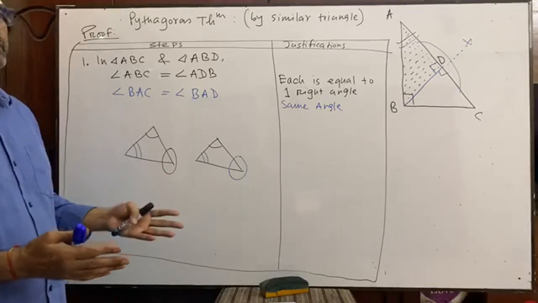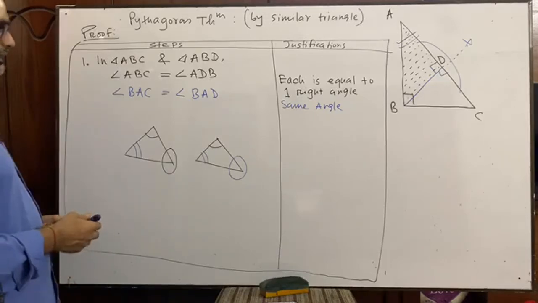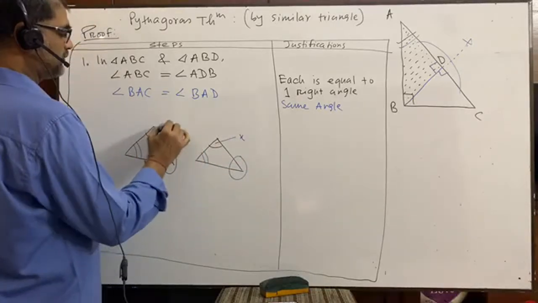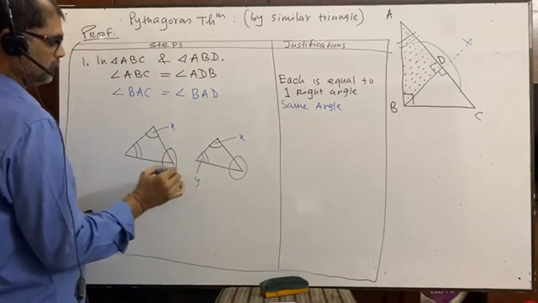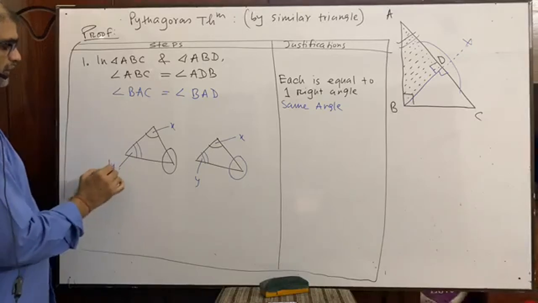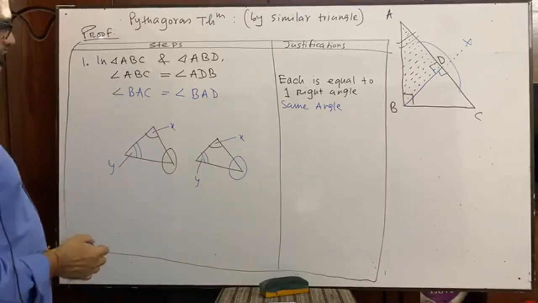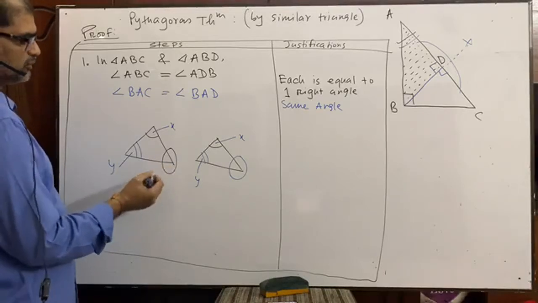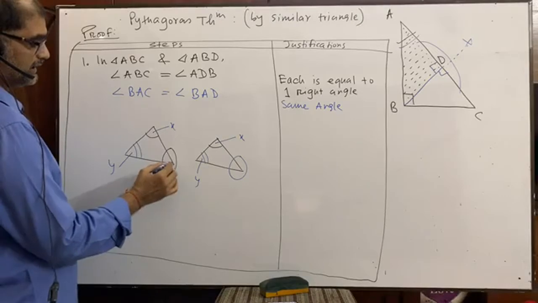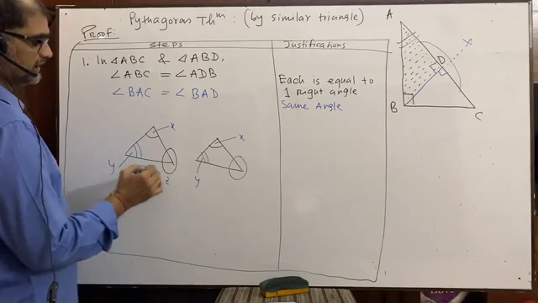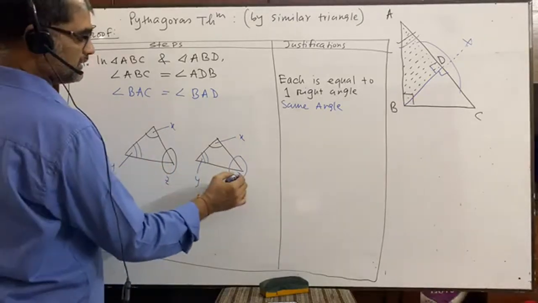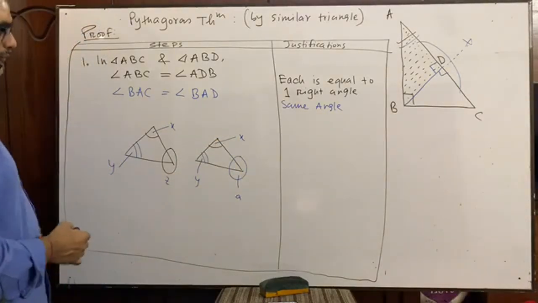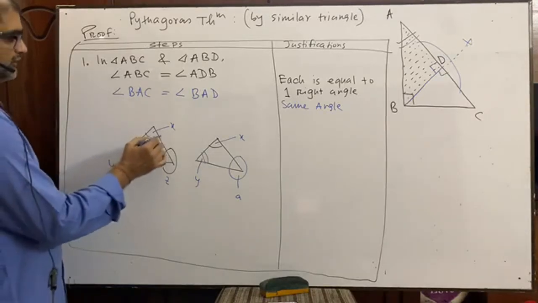There is also a proof of this. If you want, I can show it. Suppose this angle is x, so this one is also x. This one is y, so this one is also y. And we name the remaining angles: suppose this is z, and this is a.